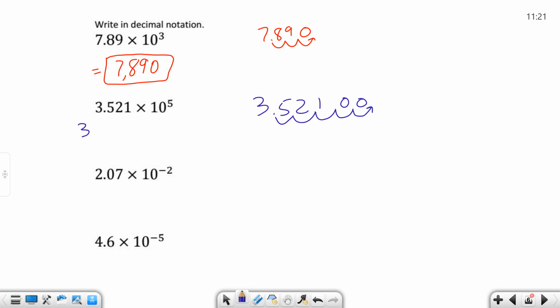So now I have the number 352,100. Now notice I didn't put my commas in there yet because I started at the 3, right? You put your comma every third one. So 1, 2, 3, so you put your comma there, right? And then there's no more commas. 352,100 is this number here in decimal notation.